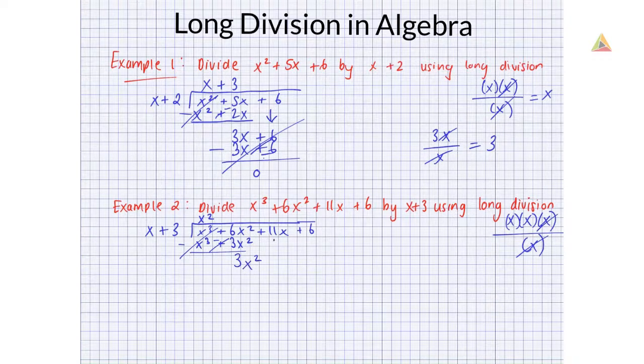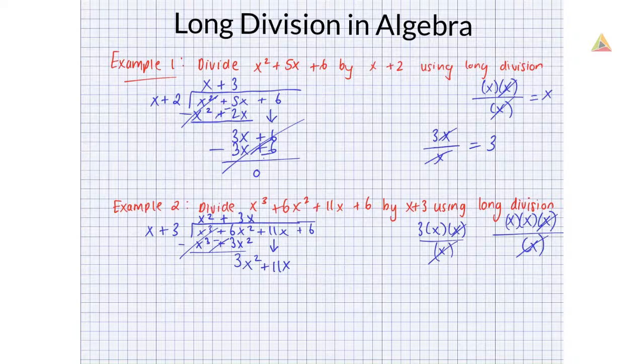What you're going to do now is bring down the 11x. And we're going to go again. x into 3x squared. Let's test it out over here. So 3x squared. So it's 3 by x divided by x. The x's cancel and you're left with 3x. So that goes up here.